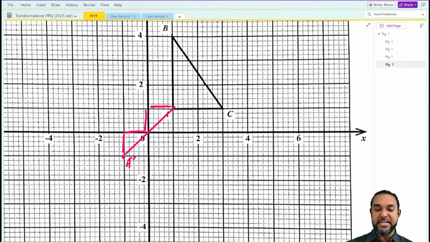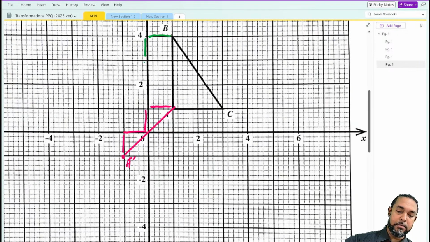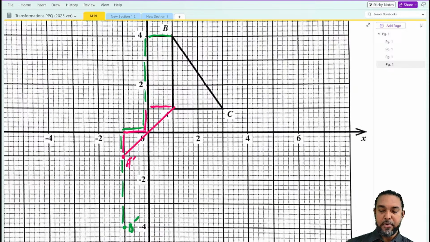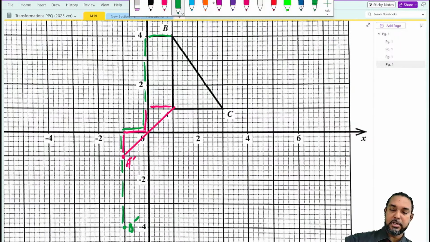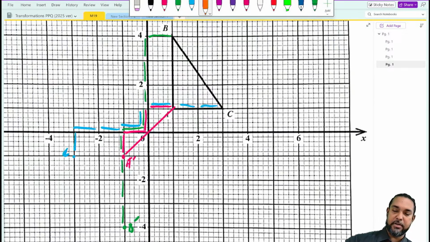What about B? You'd have to go to the left 1 space, but then down how many? 1, 2, 3, 4. Same thing. You go to the left 1 space and then down 1, 2, 3, 4. So you end up there. What about C? You'd have to go to the left 1, 2, 3 spaces and then down 1. Sorry, I should have shifted colors. My bad. I have too many of the same color blending, right? So 1, 2, 3 to the left and then 1 down. So you end up there. That's C prime. And if we connect everything in a different color now, let's connect.